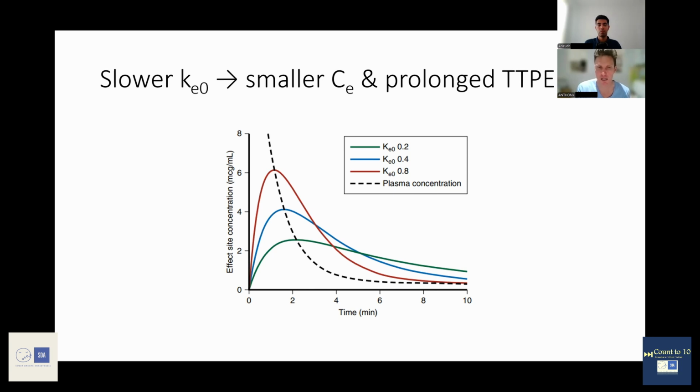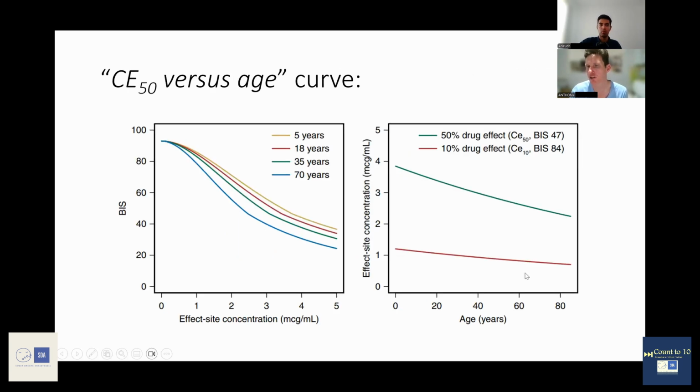But the second thing, if you flick on to the next slide, which is figure 23.33 from the 10th edition of Miller's, there's this concept of CE50. CE50 is the effect site concentration which will reduce your BIS by 50%. It's kind of equivalent to MAC. What MAC is for volatile anesthesia, CE50 is for Propofol TCI.